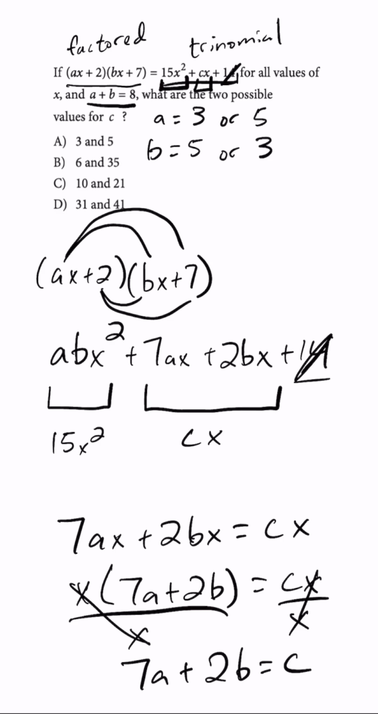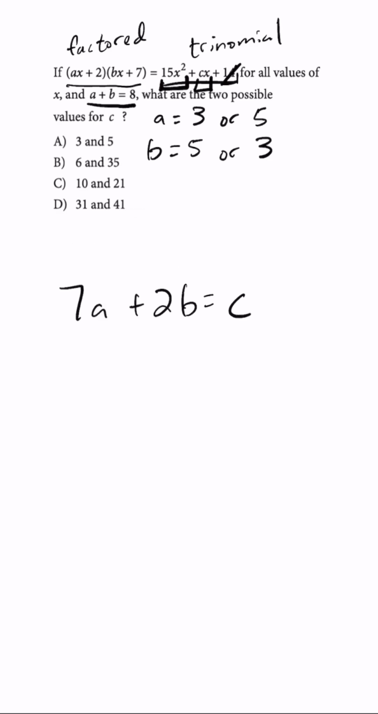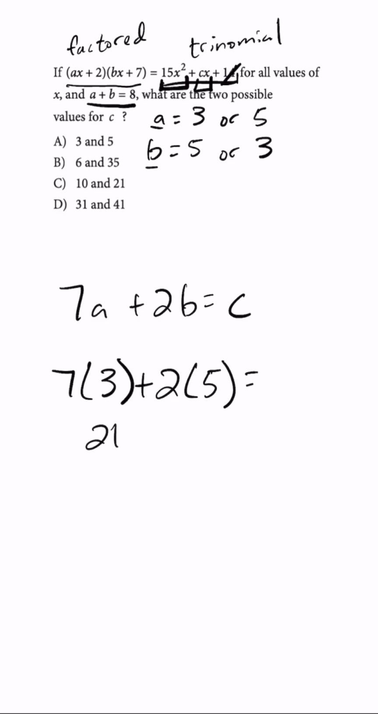to c. So now that we have this equation, let's remember that we're looking for the two possible values for c. And so we have two options for a and b that we can just plug in to our formula. So let's start with the first combination. So let's do 7 times 3 plus 2 times 5. So 7 times 3 is 21 plus 2 times 5 is 10. And so 21 plus 10 is 31.